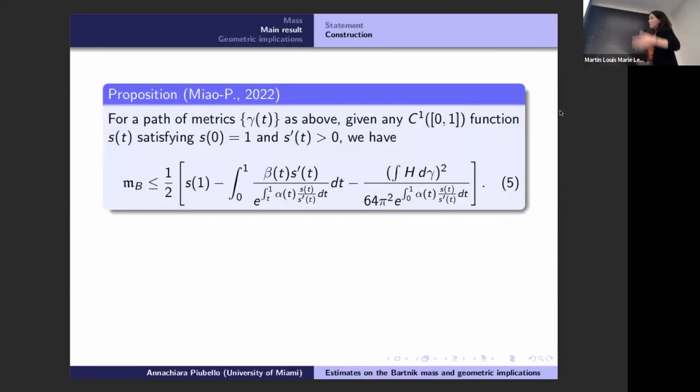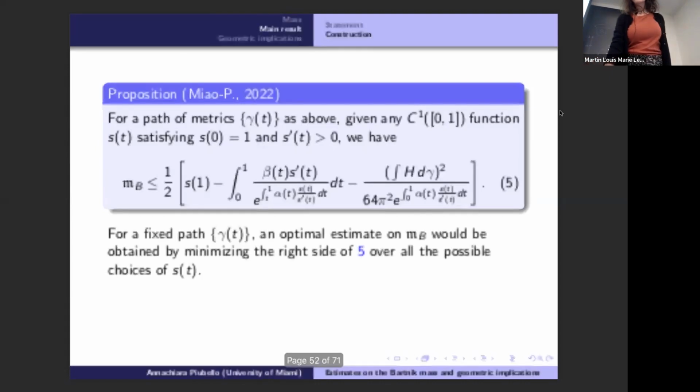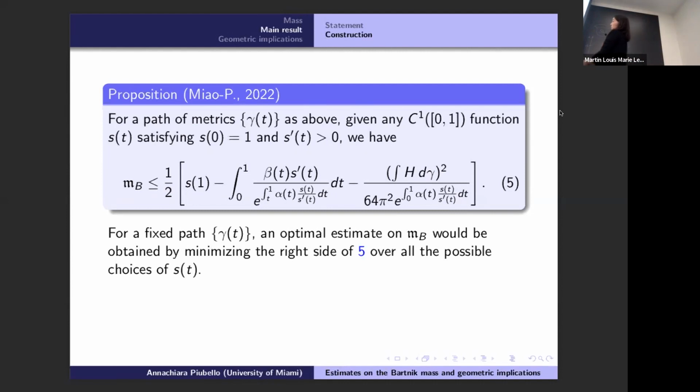If we have a path of metrics as above, and we give any C1 function so that s of 0 is 1, so that it will be the inverse, right? And it's increasing, then the Bartnik mass is bounded above by this quantity. And notice how this estimate depends on alpha and beta, those are quantities defined on the path, and then on this s of t. But s of t here is just a parameter, so it's something that we can choose. So in principle, we are interested in finding an optimal bound, so we will want this right-hand side to be the smallest possible.